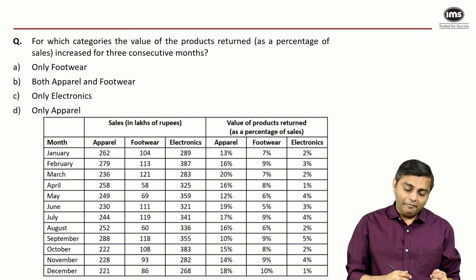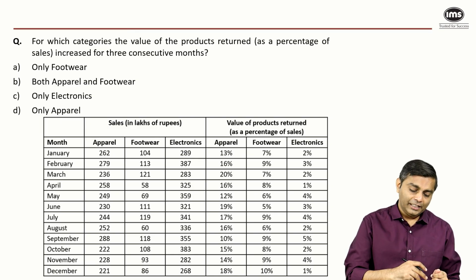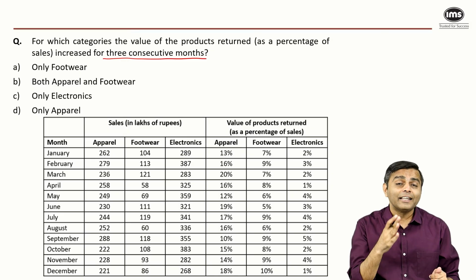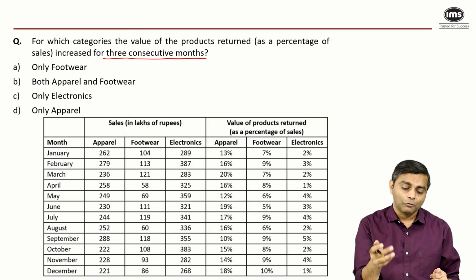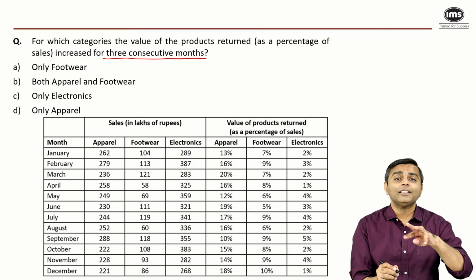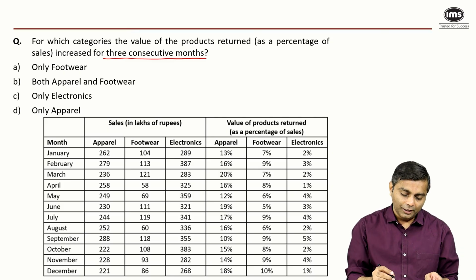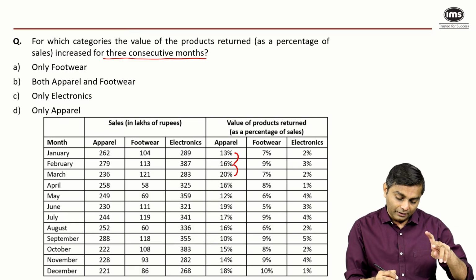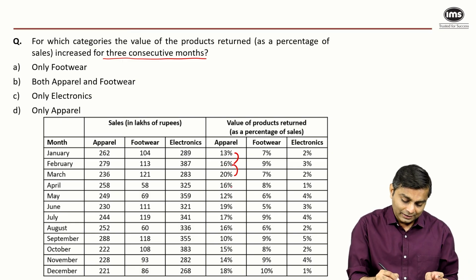Which categories did the value of the products returned as a percentage of sales increase for 3 consecutive months? So for every category individually, we just have to see where there was an increase in the 3 consecutive months. So let's quickly look at apparel. We directly go to the percentages. Increase, yes. Increase, yes. So in fact, apparel has a Jan, Feb, March increase.